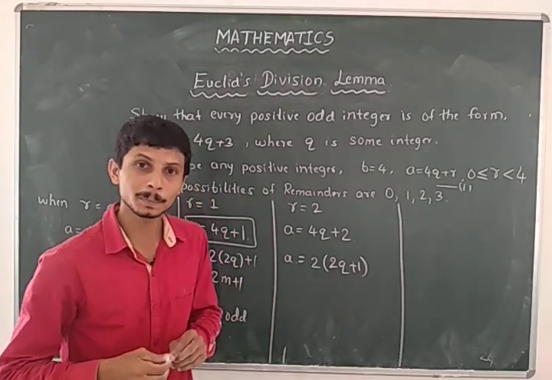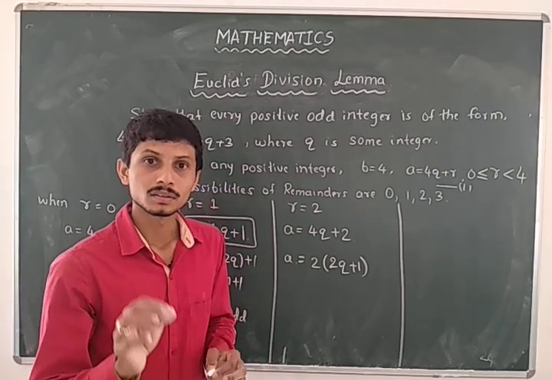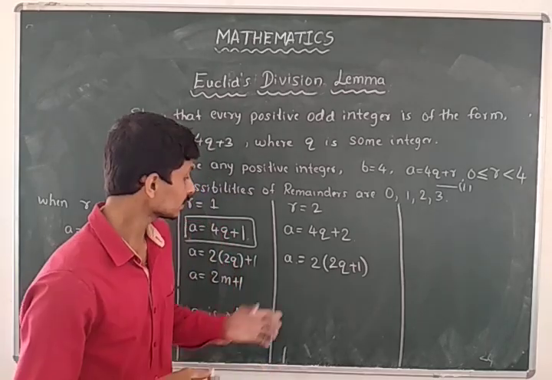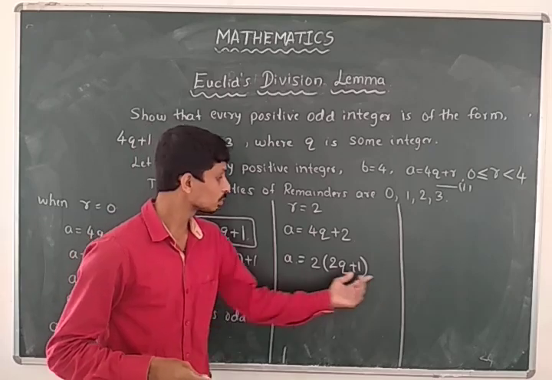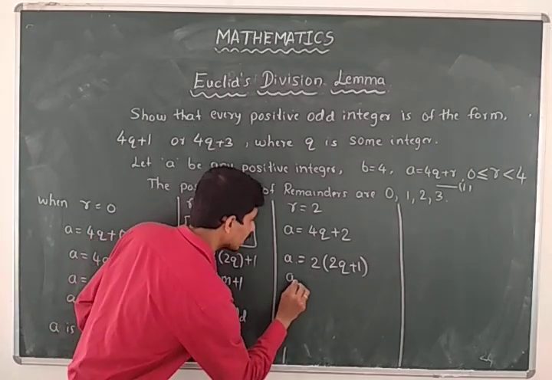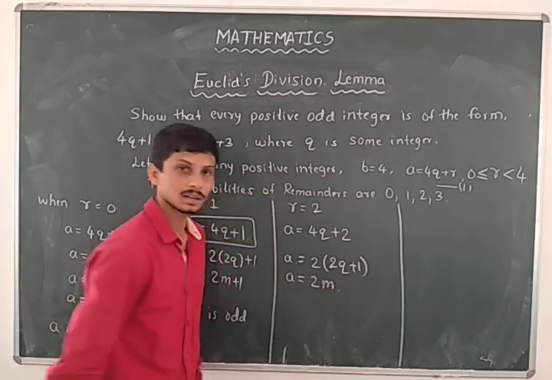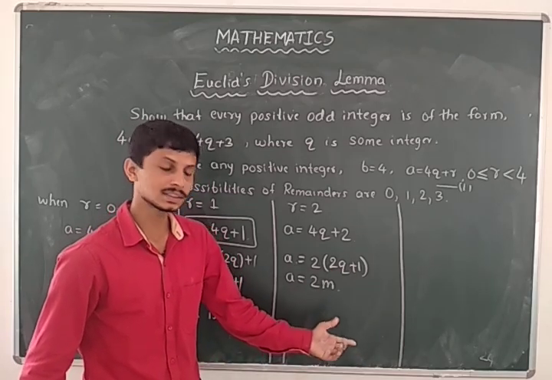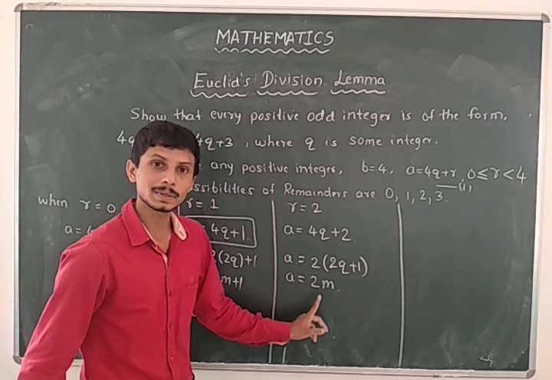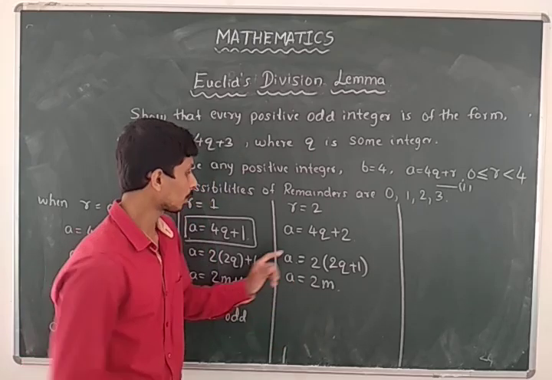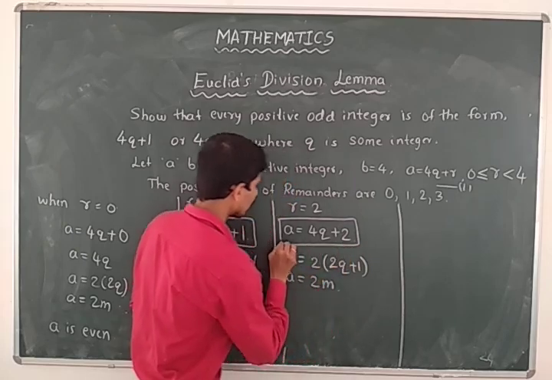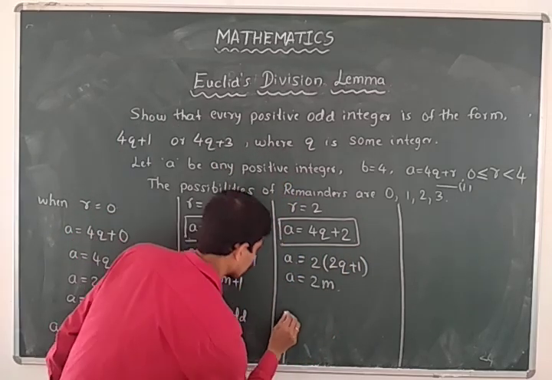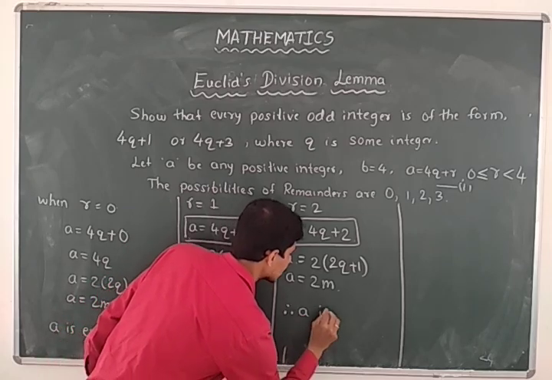According to the definition of an even integer, the number which is completely divisible by 2 is an even number. So there is no remainder here, and a can be written as a is equal to 2m. The remainder is 0 here, so a is completely divisible by 2. From this equation you can easily understand that a is an even integer. Therefore a is even.